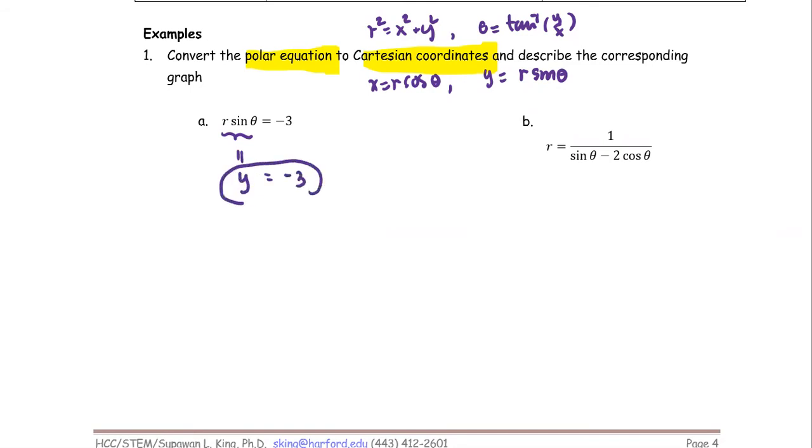Now the equation that we obtain has nothing to do with r and theta, and this is the Cartesian equation for this problem. So the graph we're going to get is a horizontal line.